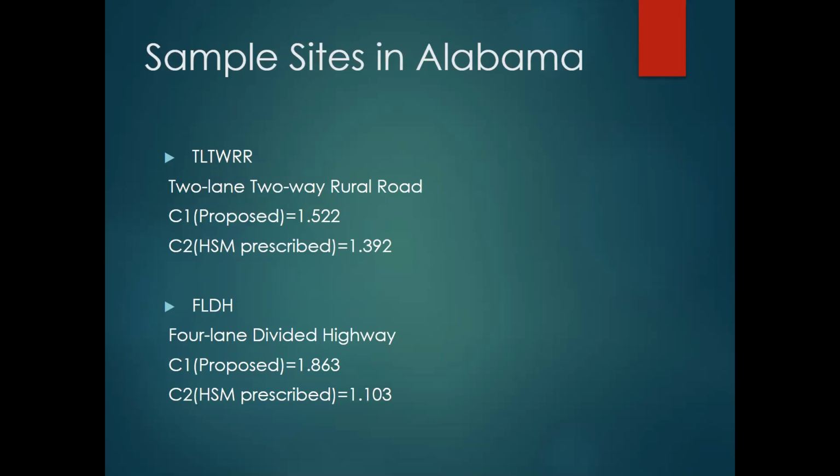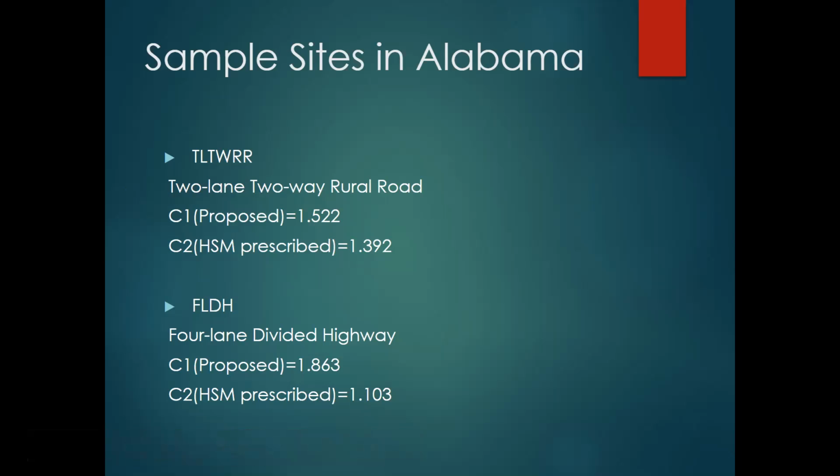2-lane, two-way rural roads. Okay, and what they learned was that using their proposed method, they got a calibration factor of 1.522, and using the HSM prescribed method, they got a calibration factor that was slightly lower than that. And then for 4-lane divided highway, with their proposed method they got a calibration factor of 1.863, and they got a much lower factor using the HSM prescribed method.